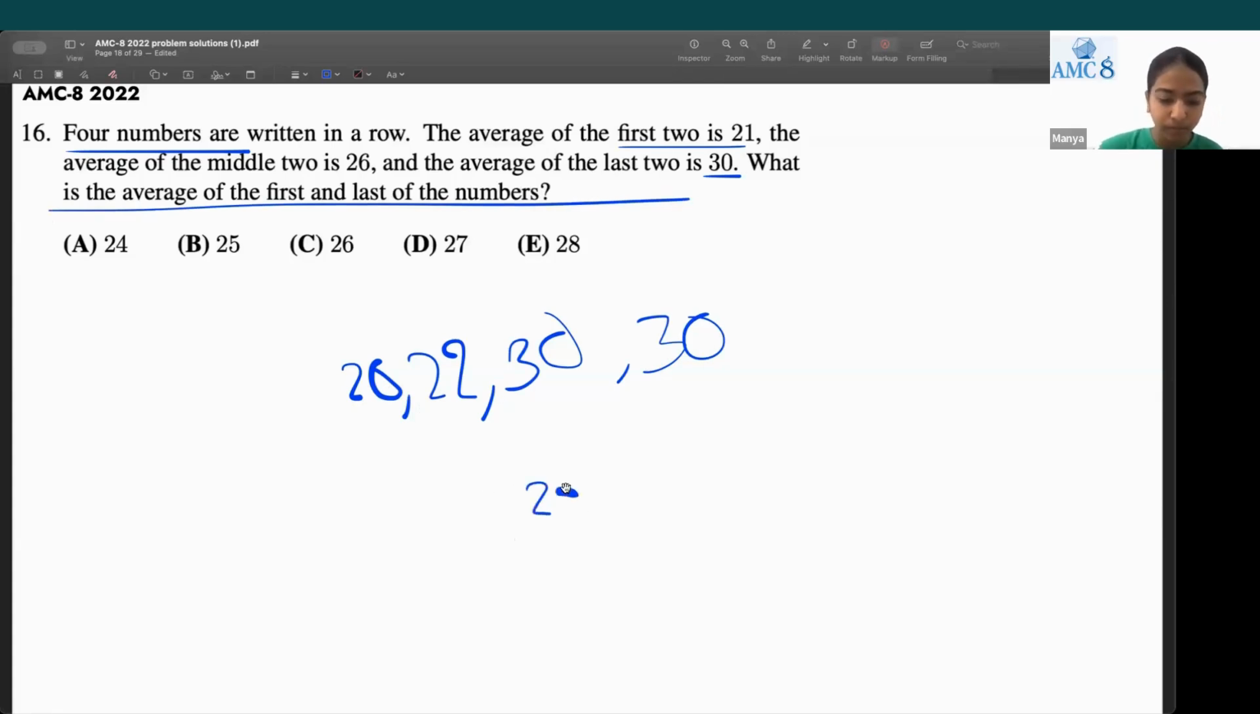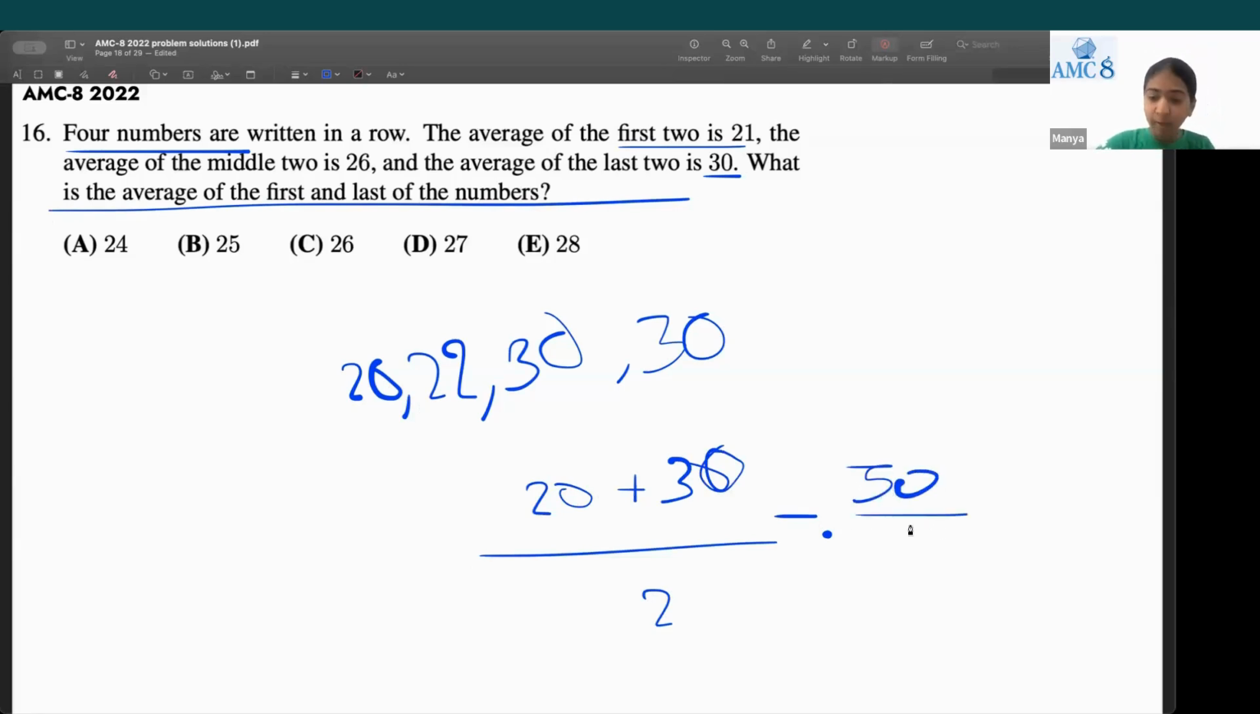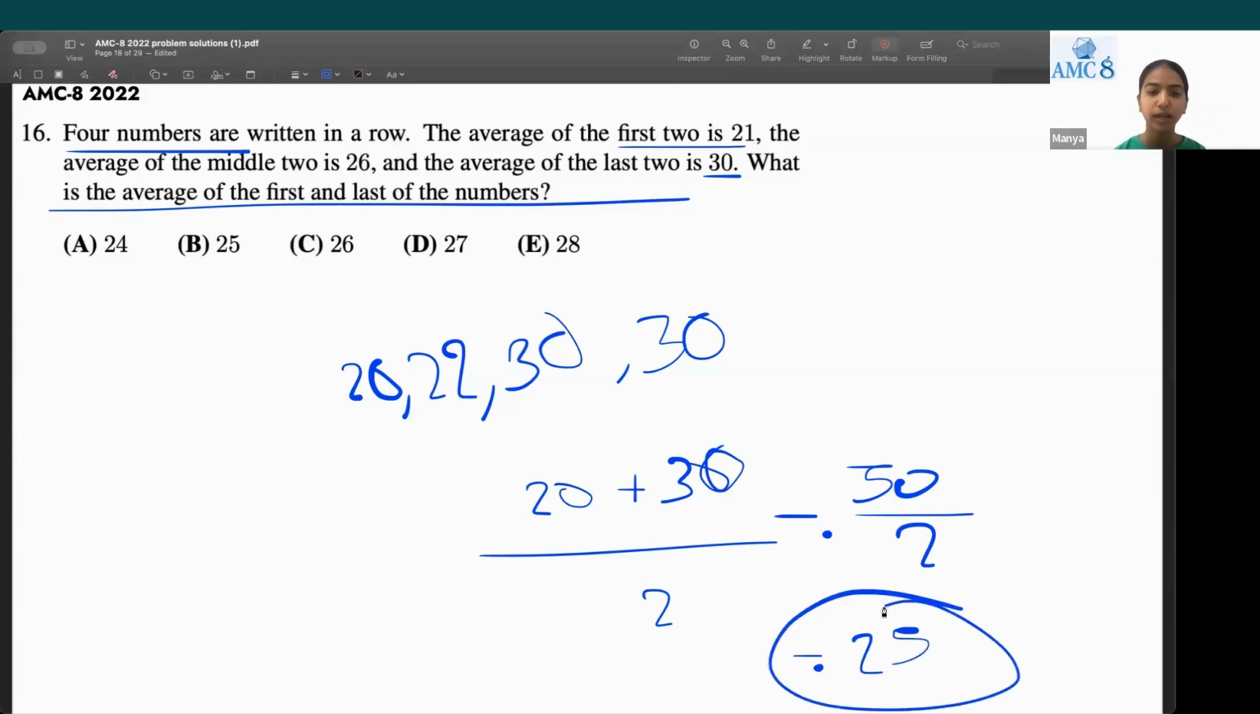So 20 plus 30 divided by 2 is going to be giving us 50 by 2. And 50 divided by 2 is going to be equal to 25. Or instead of doing this, most of us should know that the number between 20 and 30 is 25. And so that's how we got an answer choice B. It's 25.